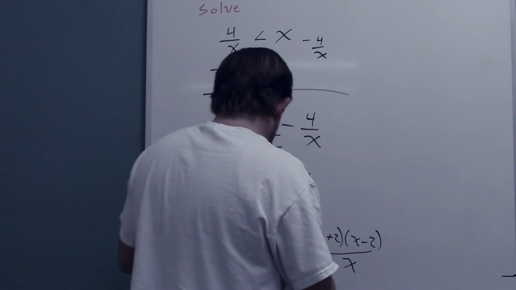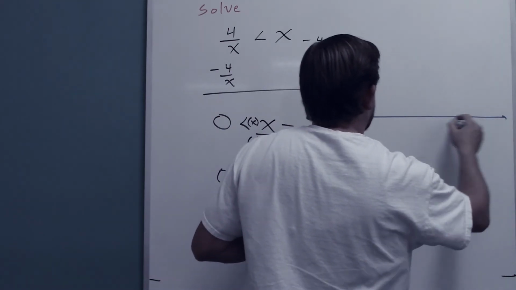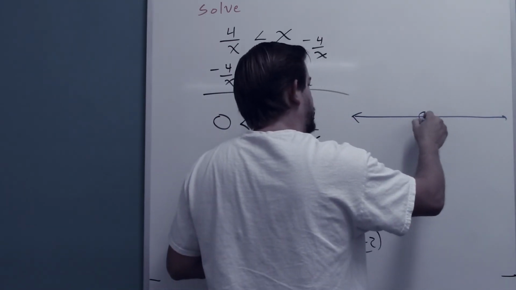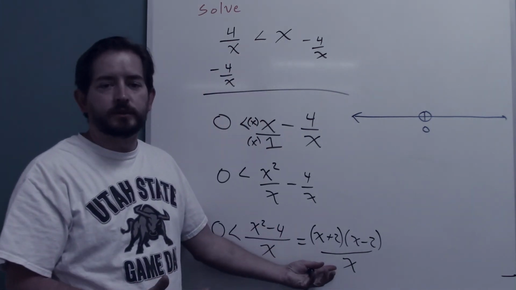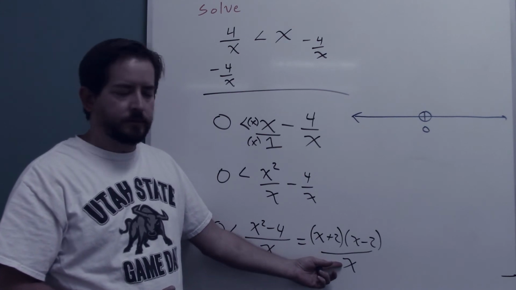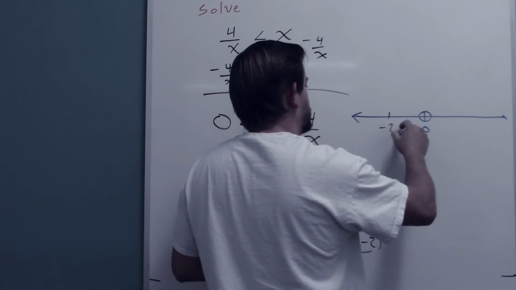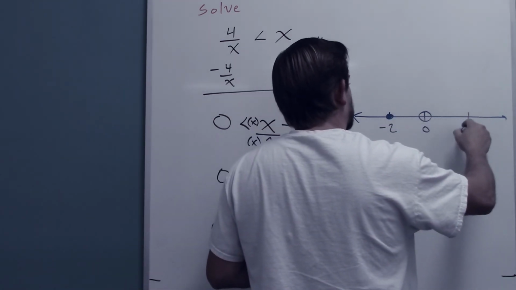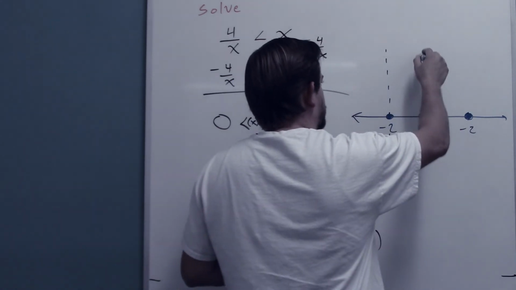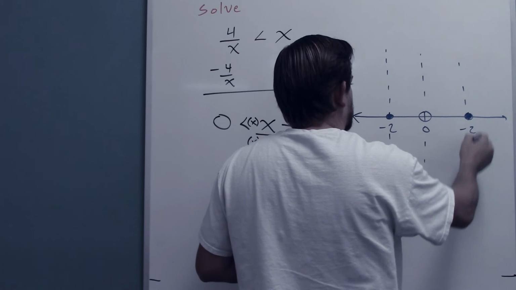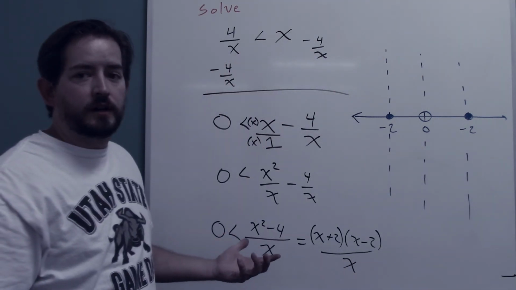So pictorially, I have 3 places of interest. At 0, I'm going to write an open circle, because it's not equal to 0 at 0, it's an issue at 0. You're dividing by 0 at 0. But I do have the zeros at negative 2 and positive 2. Right? And that cuts me into 4 different intervals. And I just test each one, right? It'll either be true or false in each one of these.